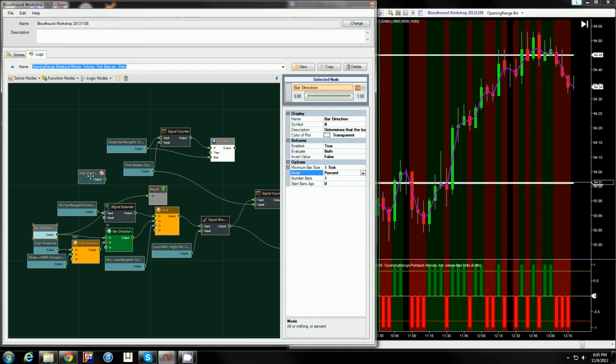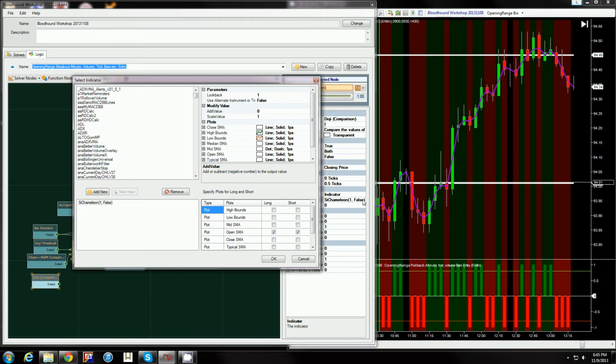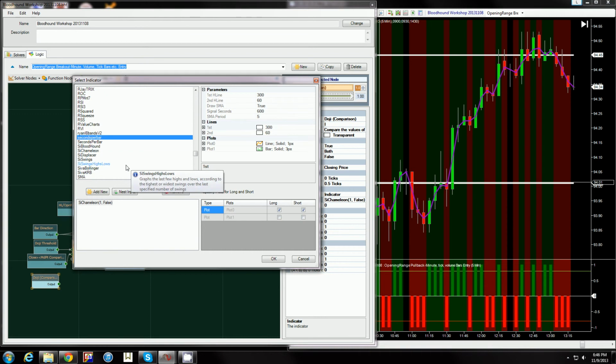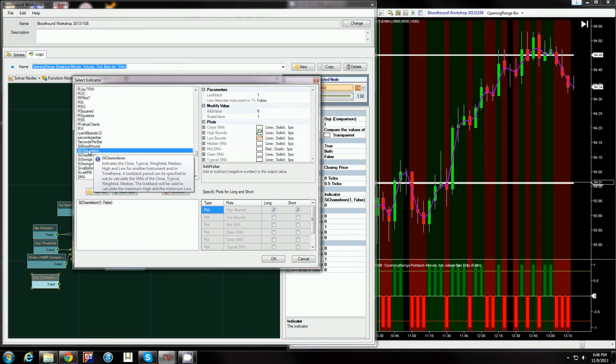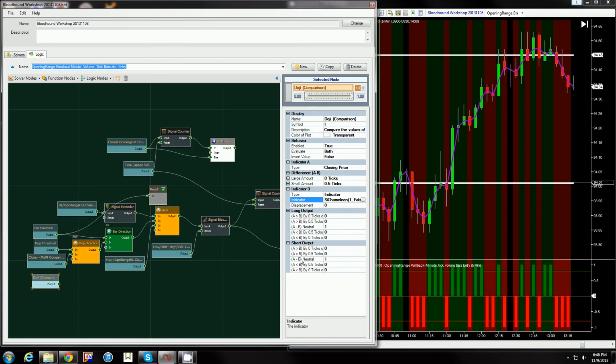You can solve for a doji one of 2 ways. You can use a comparison solver, which is what I've done here, and use the closing price for indicator A, and then use the opening price for indicator B. But to find the open, you need to use the SI chameleon, which comes with BloodHound under SI, and select open. Keep the look back set to 1, which is the way it comes by default, and select the open.